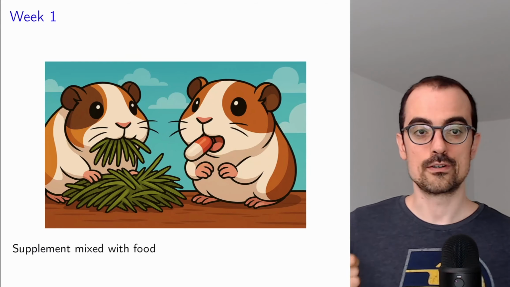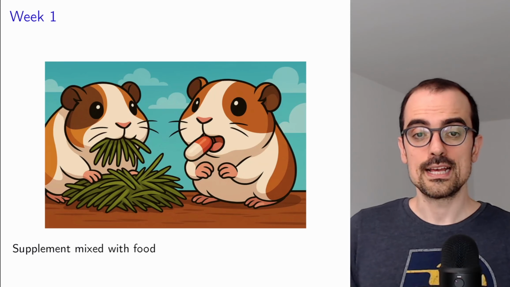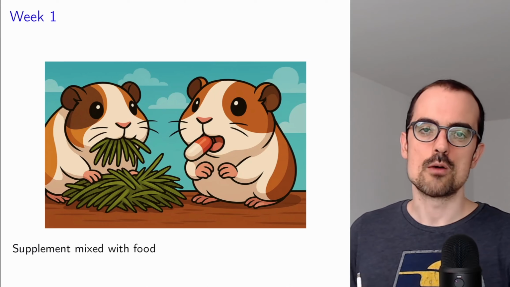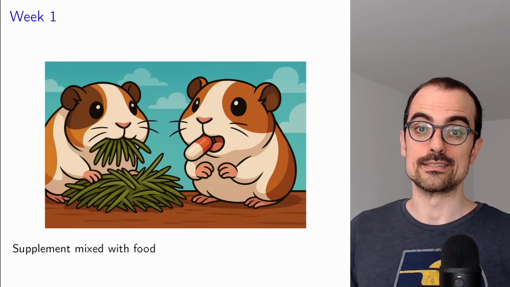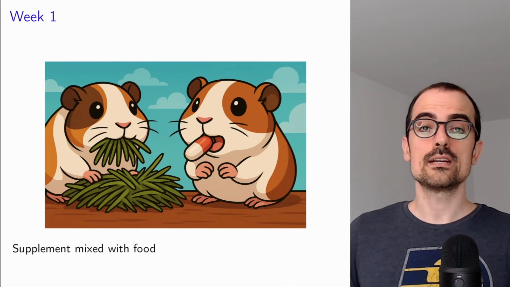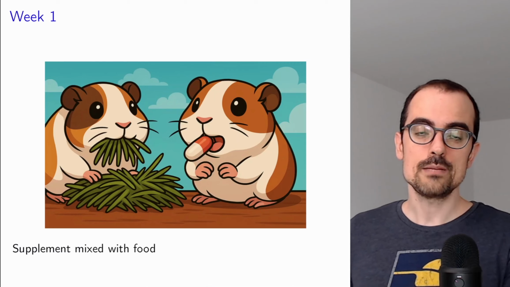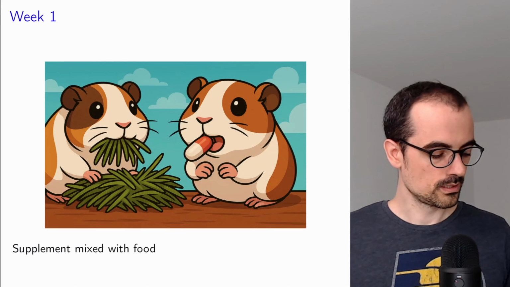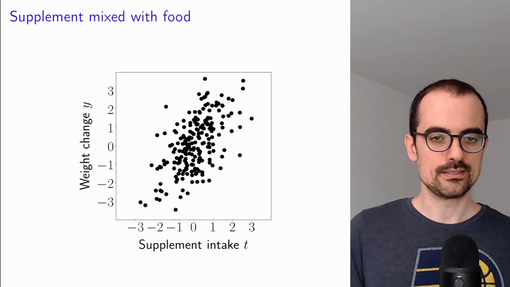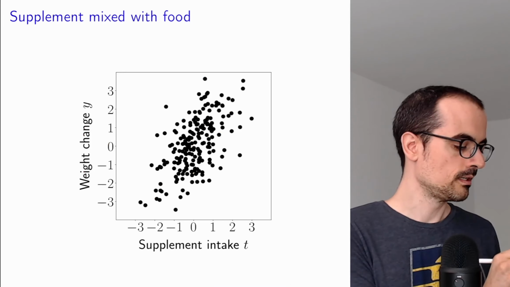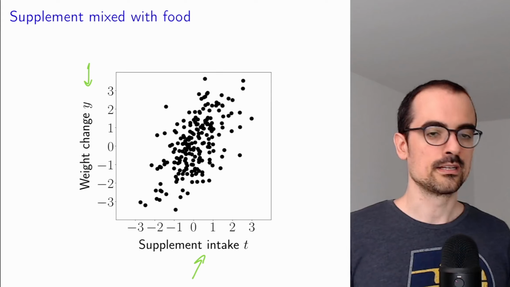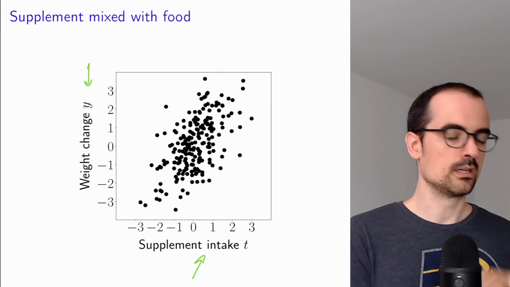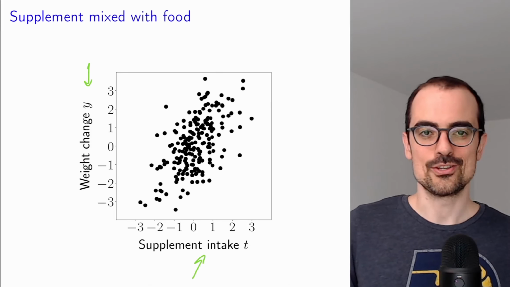So during the first week, the personnel put the supplement mix in with the food, and they keep track of how much supplement each guinea pig eats. And at the end of the week, they measure the weight of the guinea pigs and they see whether they have gained or lost weight. This is the weight change in the guinea pigs, and this is the supplement intake. Everything is standardized, which is why you see negative values for the supplement intake in case you're wondering.